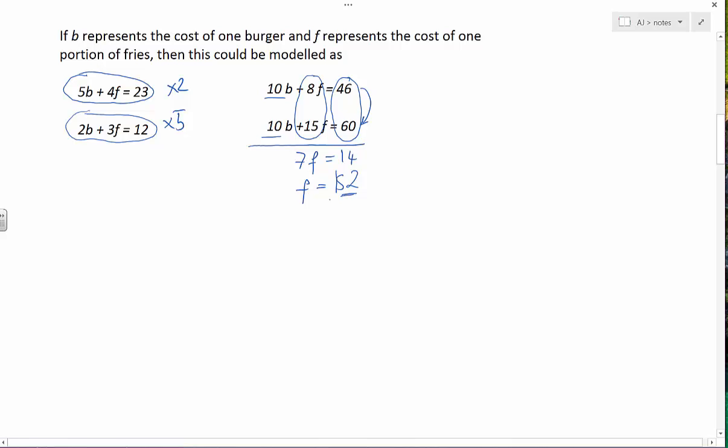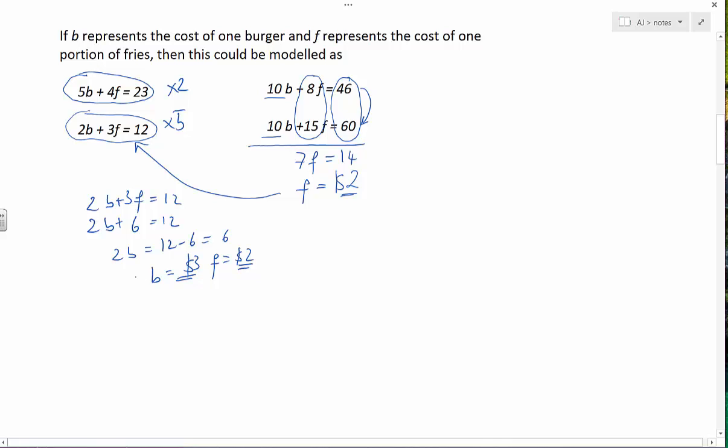And again, we can substitute this information into one of the original expressions. Let's substitute it into this one. If 2 burgers plus 3 fries come to $12, and we know that 1 fries is $2, then the 3 fries here must be $6. So 2 burgers plus 6 must equal 12. So 2 burgers must equal 12 minus 6, which is 6. So 1 burger must equal $3. And 1 fries must equal $2.